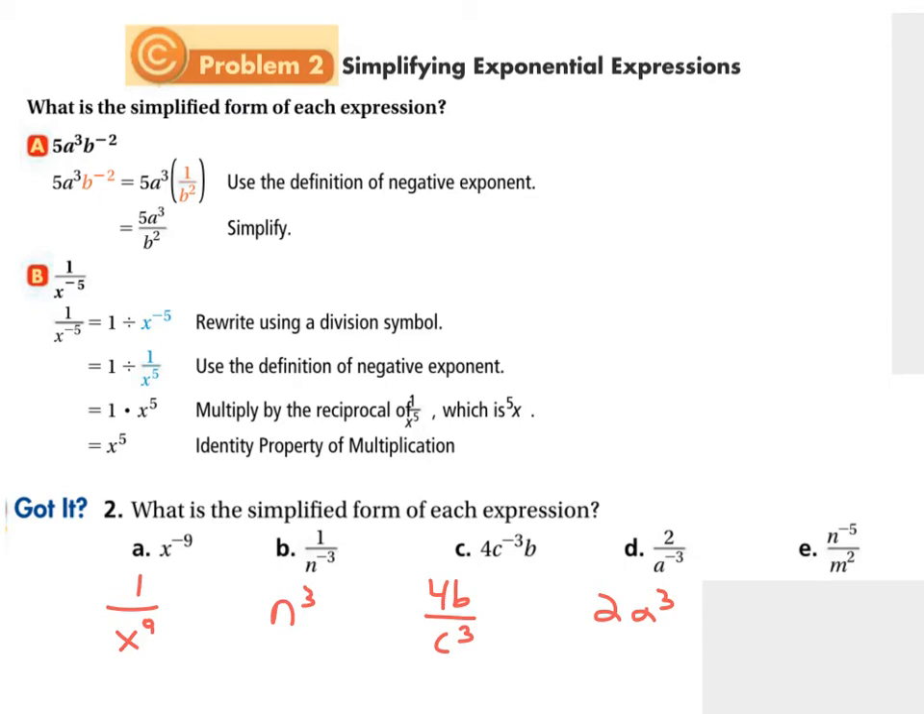And of course this one, e, has a negative, n to the negative 5th. That n to the 5th will be on the bottom once you use up the negative and make that jump. What stays on the top? Well, if there's nothing left, it's going to become a 1. So you've got now 1 over m to the 2nd times n to the 5th.